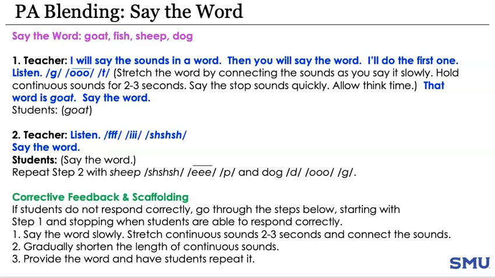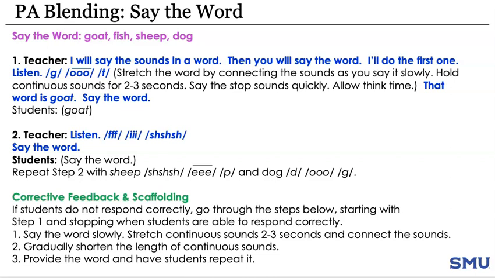So this is an explicit script that can help you teach very clearly students how to blend. So I'll give you an example. I'll say the sounds in a word, then you will say the word. I'll do the first one. Listen. G-oat. That word is goat. Say the word, and then the students would say goat. And then you practice with another one. Listen. /f/ /i/ /sh/. Say the word, and then the students would say fish.